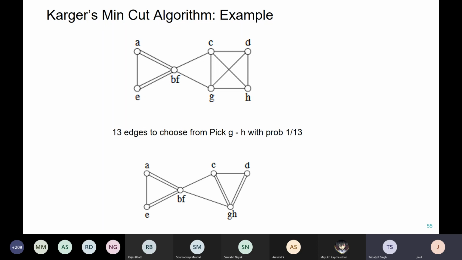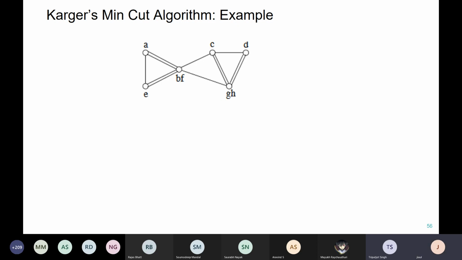So if you contract this, your graph is going to be like this. Okay, so you are going to put G and H together, and then you readjust your edges in this particular graph, and you are going to see something like this. All right. Now next. Now say we have how many edges? Now we have 12 edges in it.